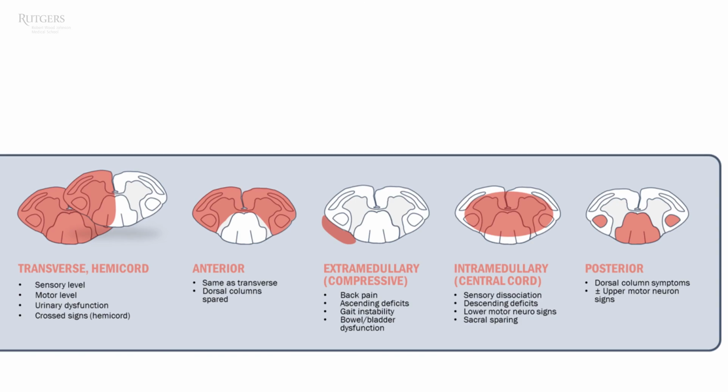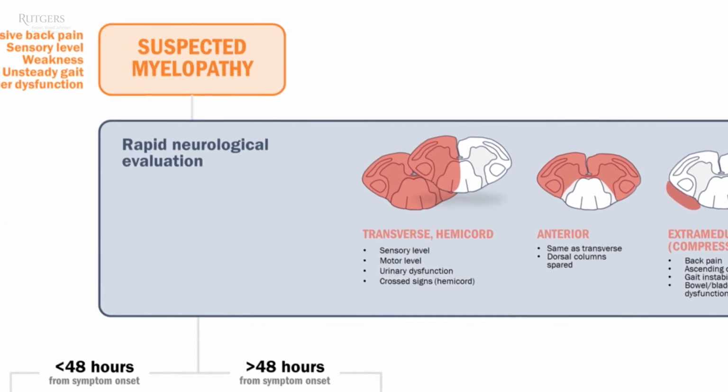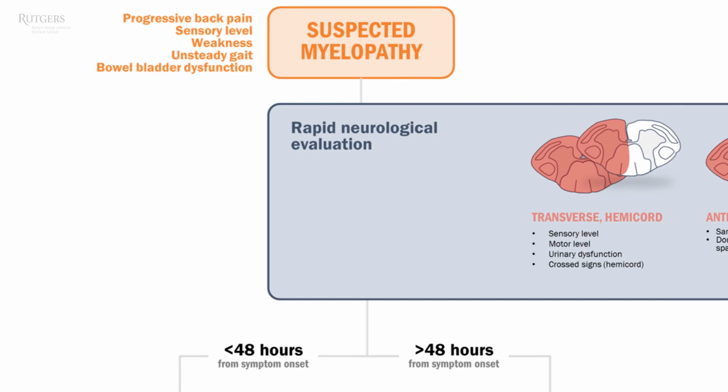Anterior cord pattern, where all is lost but vibration and proprioception. Central cord pattern, where sensory dissociation is prominent and sacrum is spared until the end. And posterior, or often posterolateral syndrome, where dorsal columns and corticospinal tract can be affected. Next, is it an emergency? Meaning, are we dealing with a presentation within the first 48 hours of symptom onset?